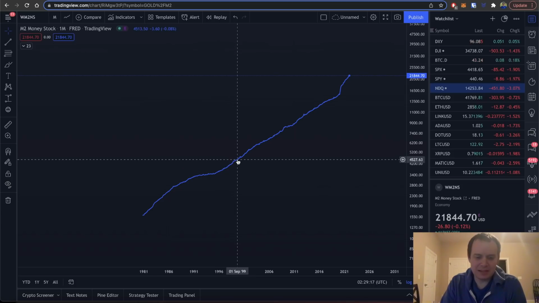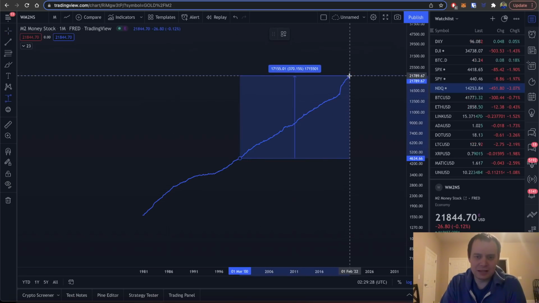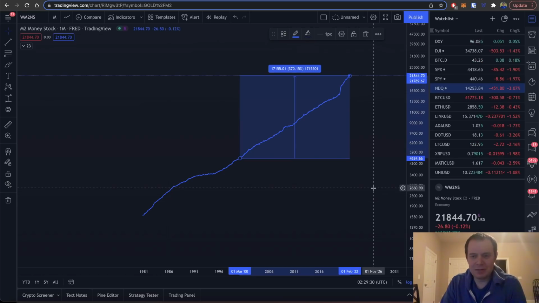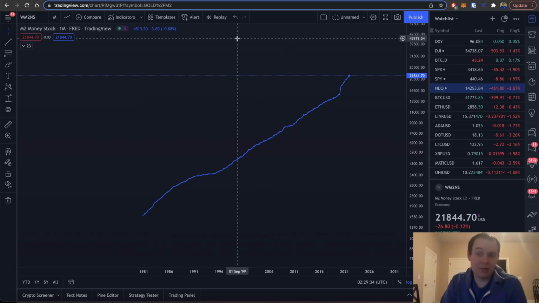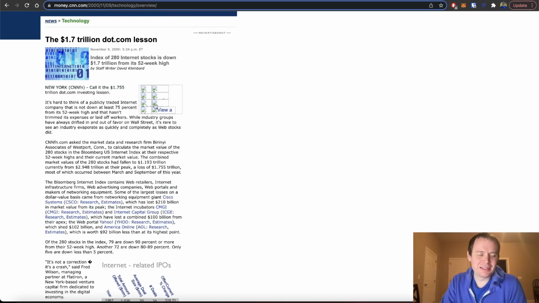If you think back to the year 2000 and look at just M2, compared to how far it has increased since 2000, it's gone up by about 370%. So there's a lot more money in the world today. But one thing I thought was somewhat interesting was this article I was reading. I was digging around the archives and found this article from November 9th of 2000.